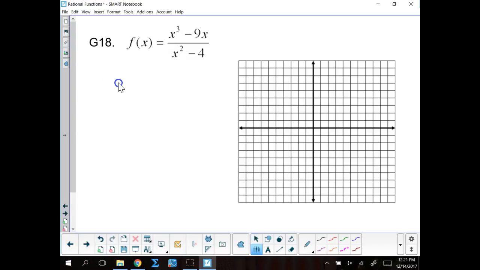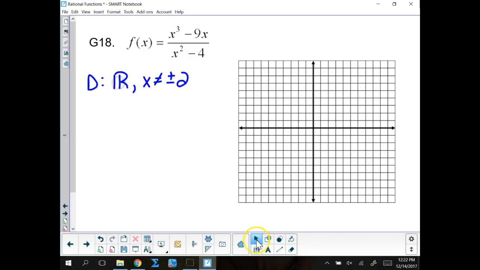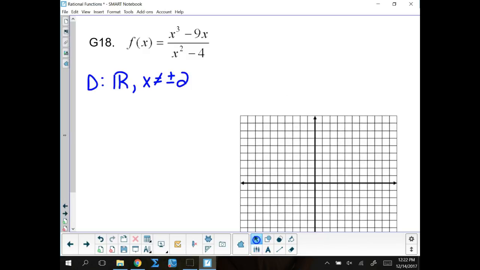All right, so now I got it all aligned. So the domain we said was all real numbers, but x cannot equal plus or minus 2. Before we go on to find vertical asymptotes, let's take a pause for the cause and come up with the factored form of our function.